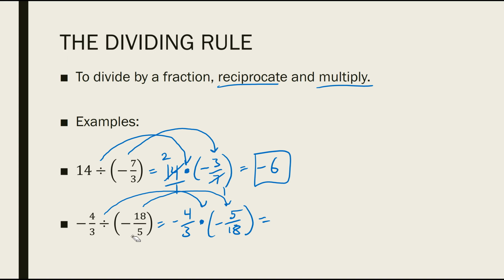Okay, at this point, let's look for some areas where I can pre-reduce. You really want to get in the habit of doing that, so you're dealing with smaller numbers. I think I can reduce this 4 over 18 to 2 over 9. So my answer is going to be 2 times 5 on top is 10. 3 times 9 on the bottom is 27. And I know that this is positive because I have 2 negatives that are going to cancel to a positive.